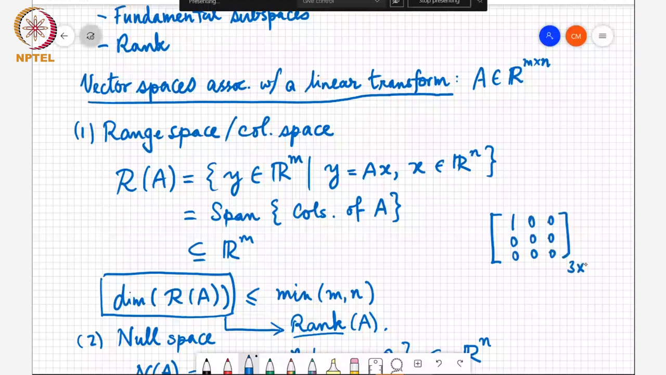Two. Come on. Oh, sorry, one. Yeah, one. One, sir. Equals one, and min of M N equals 3.